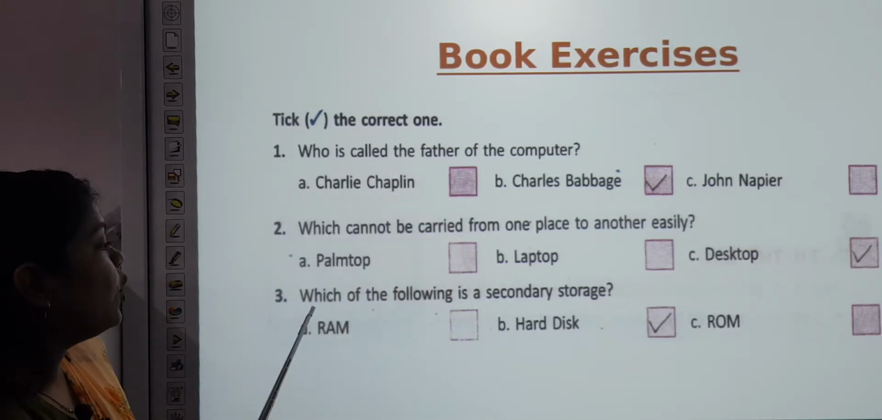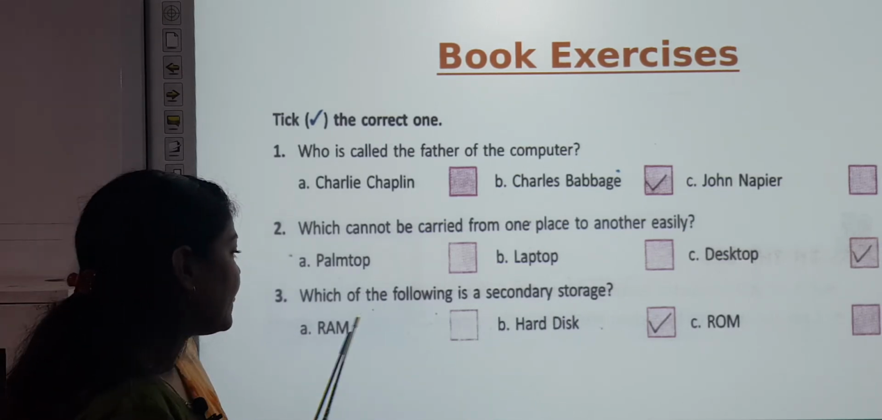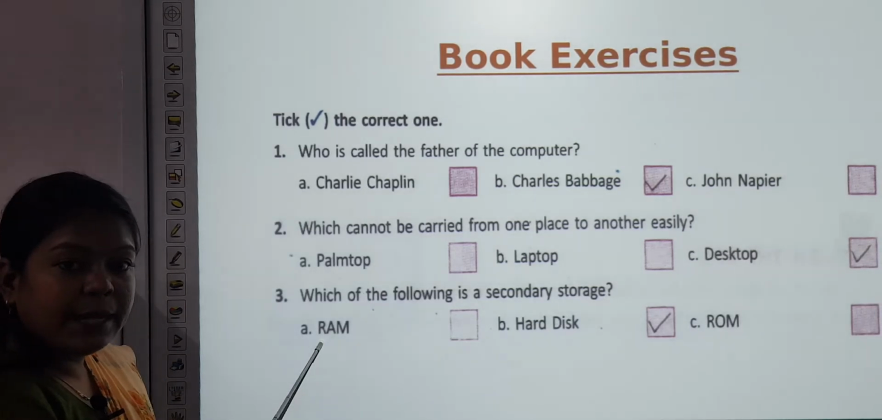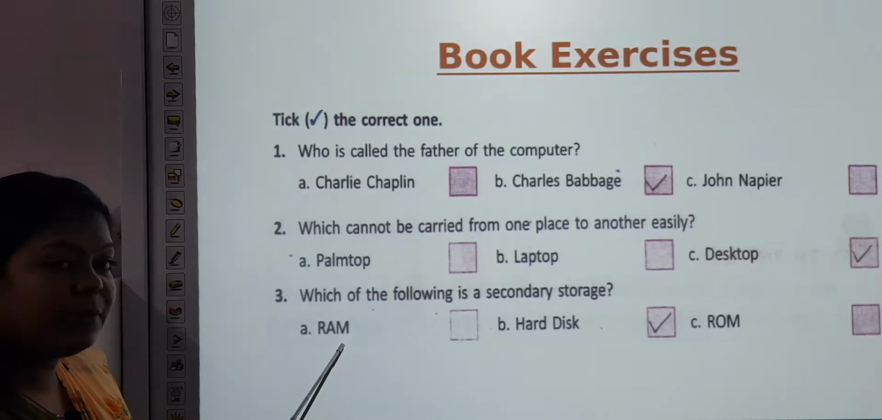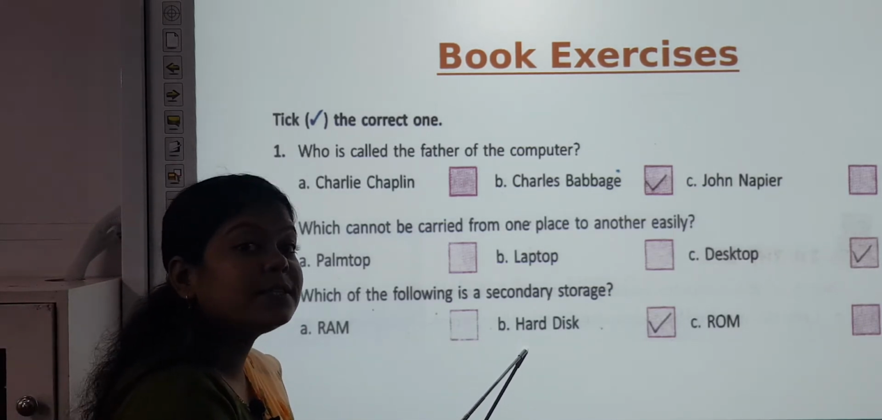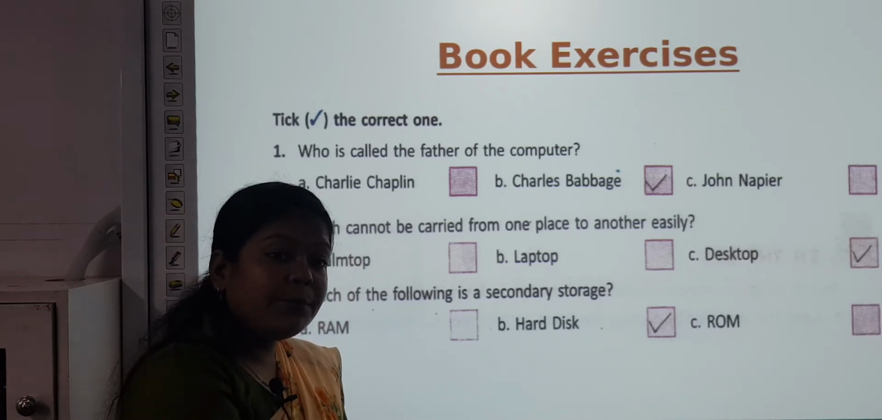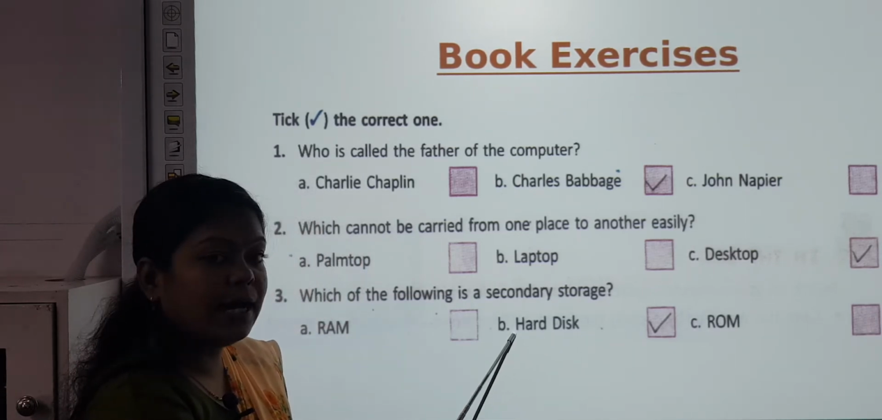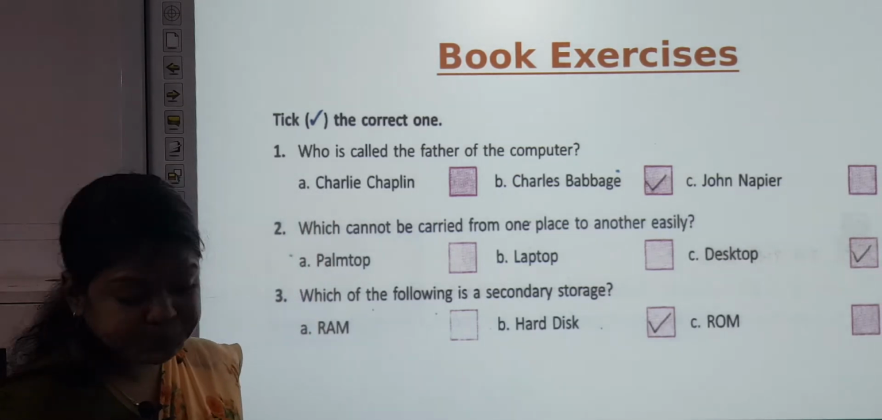Next question is, which of the following is a secondary storage? Options are RAM. We all know RAM is your primary storage or primary memory. Next option is hard disk. We know hard disk is your secondary storage, and ROM. ROM is again your primary storage. So your answer is hard disk. So put a right tick here in front of hard disk.